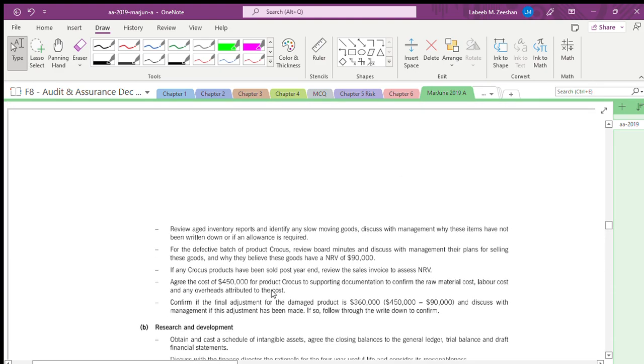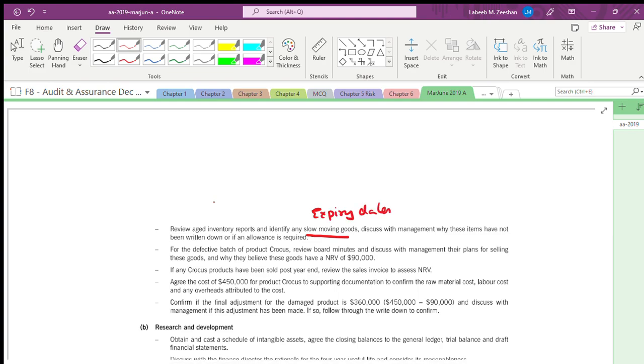Now what we have done, we have done the same concept in the previous case. We have to identify what the slow moving goods are. We review aged inventory reports to identify if there are any slow moving goods. Discuss with the management why it has not been written down. If slow moving goods are there, definitely it will be with respect to the expiry dates, and you have to write off.